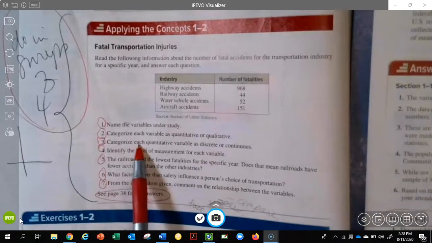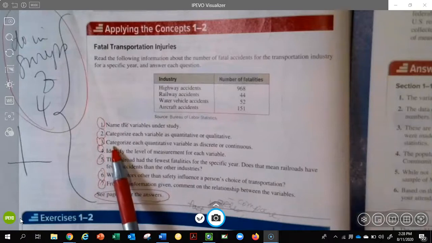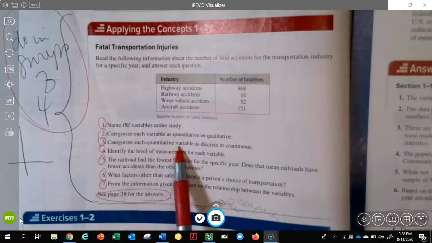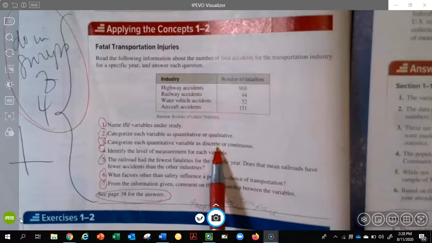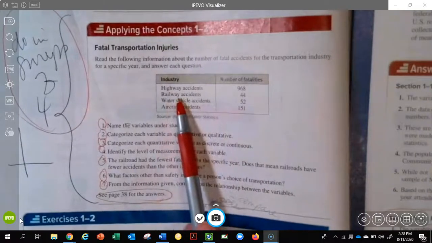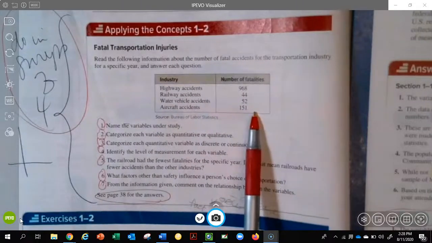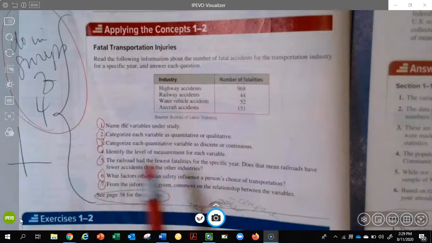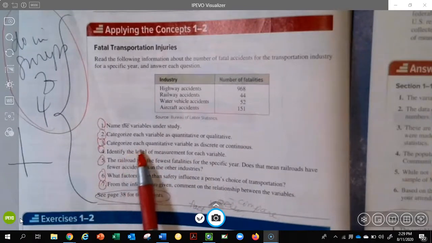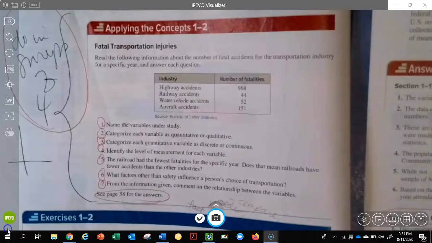Number 3, by the way, you might want to hit pause again, answer 3 and 4, and then come back together. Number 3, categorize each quantitative variable as discrete or continuous, the quantity ones. Well, we call this one qualitative. We call this one quantitative. And so looking here, we're going to categorize whether it's discrete or continuous.